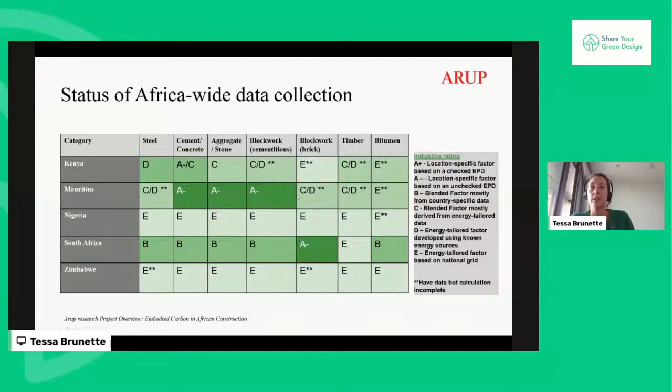So we got a fairly good level of confidence in Mauritius, and fairly good in South Africa as well. But in countries, especially in Nigeria and Zimbabwe, and partially in Kenya, we weren't able to reach a state where we were happy that we had enough data to be actually confirming a carbon factor.